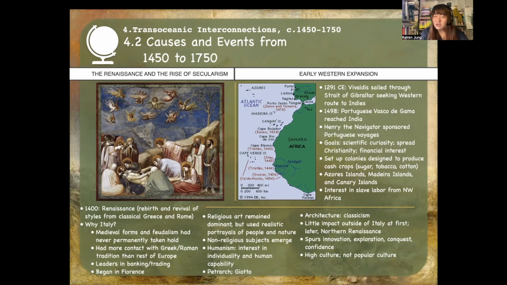And so when we look at early attempts at Western expansion, in 1291 CE, Vivaldi sailed through the Strait of Gibraltar seeking Western routes to the Indies. In 1498, Portuguese Vasco da Gama reached India. Henry the Navigator sponsored Portuguese voyages, and the goals were scientific curiosity, to spread Christianity, and financial interest. He set up colonies designed to produce cash crops such as sugar, tobacco, and cotton, and the Azores Islands, the Madeira Islands, and the Canary Islands were discovered, or posts were created there, and there was a lot of interest in slave labor from Northwest Africa.